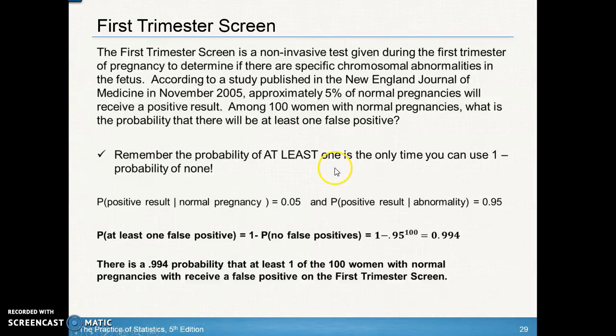So anytime you see the probability of at least one, always just use 1 minus the probability of none. It just usually makes the questions a lot easier. So if you have any questions on that, just let me know.